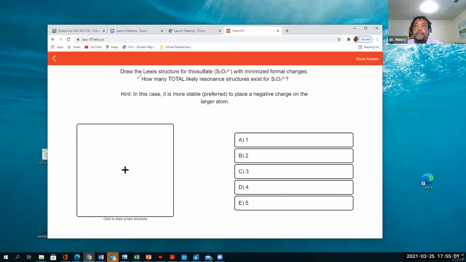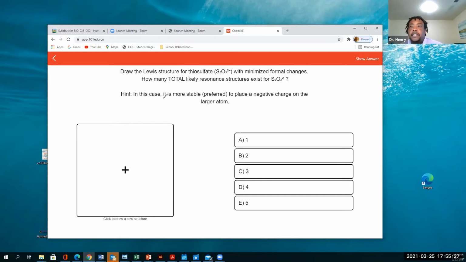So if you read the problem, it says the Lewis structure for thiosulfate, and this is the chemical formula for thiosulfate, with the minimized formal charges. That's what they want us to do first, right? So they want us to try to find the best way of showing. And then they're also telling us how many total resonance structures exist for that one. So first thing that we want to do is draw the structure, right?